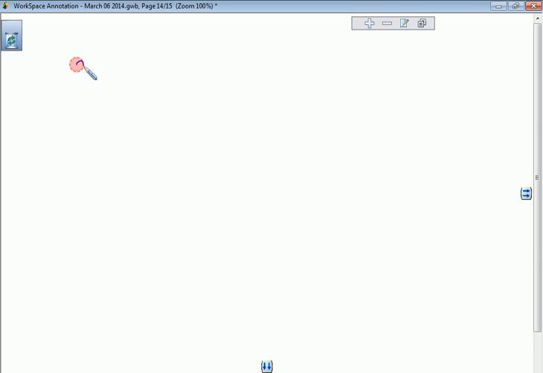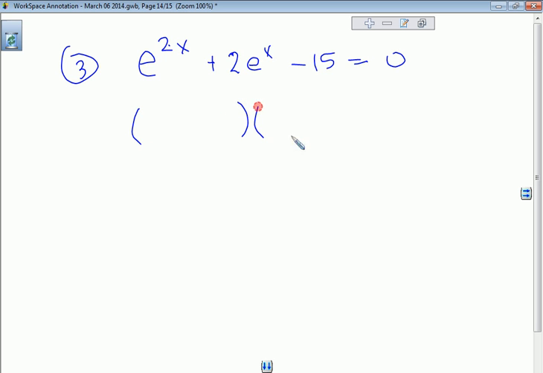Okay, let's try another one. Example 3. For example 3, here we have e to the 2x plus 2e to the x minus 15 equals 0. So once again, our base is e. If you'd like to use n substitution, you certainly may. But you may just be able to go ahead and factor this to e to the x plus 5 times e to the x minus 3.